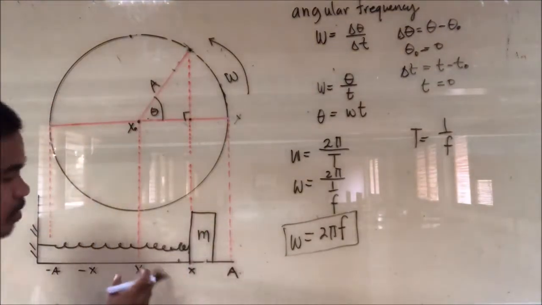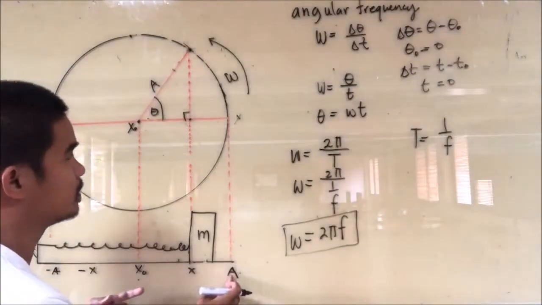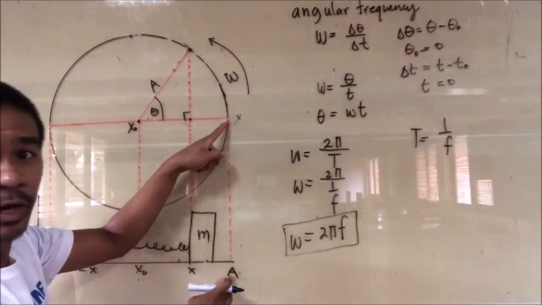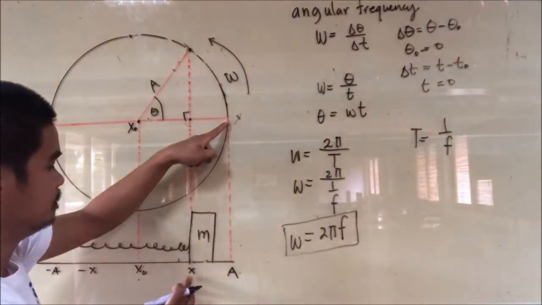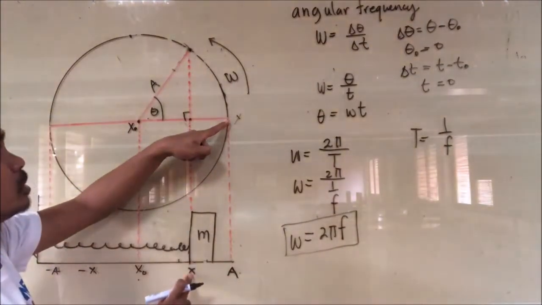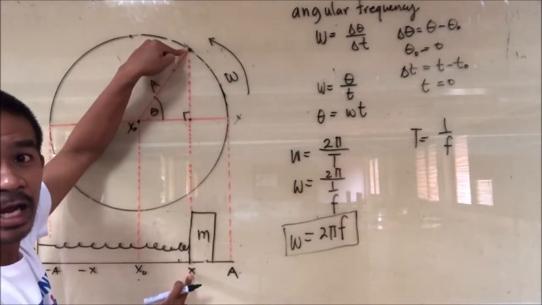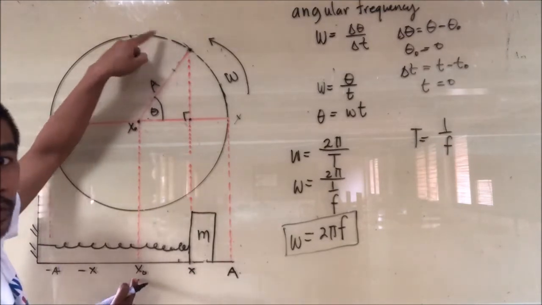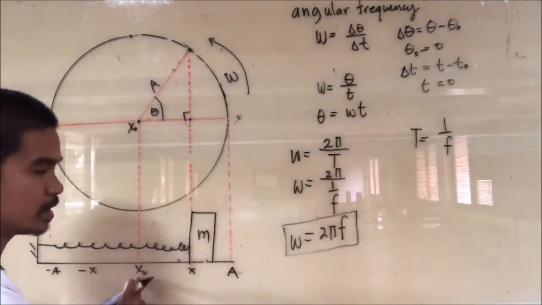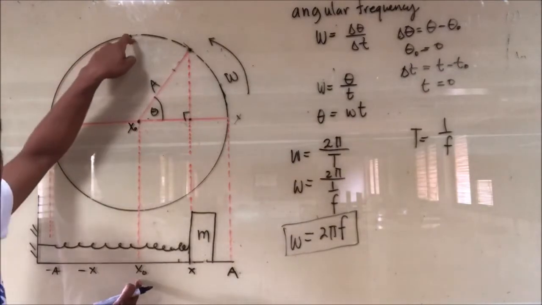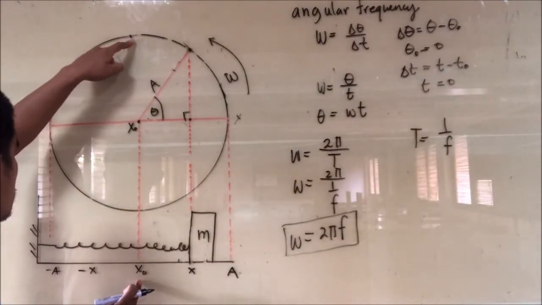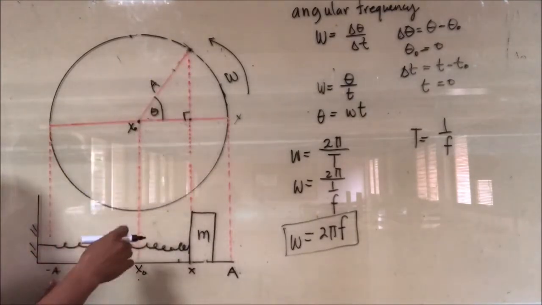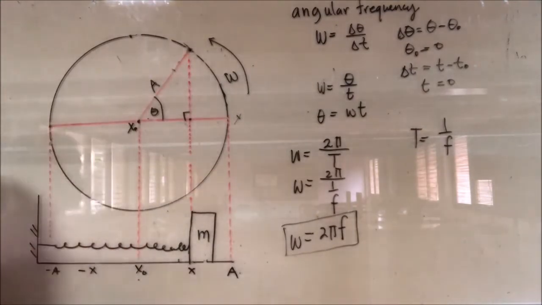Now, if the object attached to the spring is located at the amplitude, then the object moving in uniform circular motion will be located at this point of the circular path. If it is at this x position, then the object will be located at this position of the circular path. If the object attached to the spring is at equilibrium position, then the object will be located at this position. If the object is at negative amplitude, then the object moving around the circle will be located at this point.